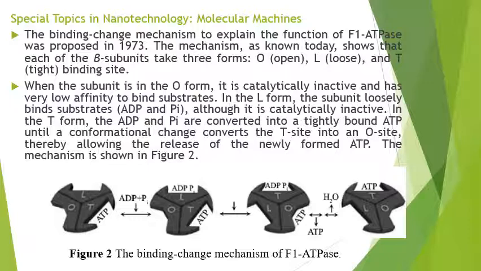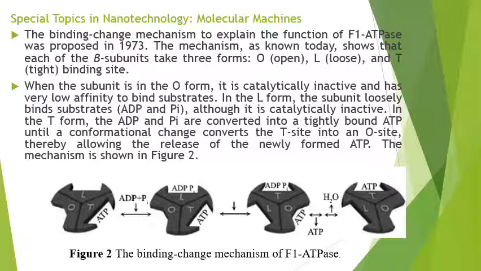So when the subunit is in the open form, it is catalytically inactive and has very low affinity to bind substrates. Now in the L form, meaning the loose form, the subunit loosely binds substrates, that is adenosine diphosphate and phosphate ion. So although it is catalytically inactive, right?